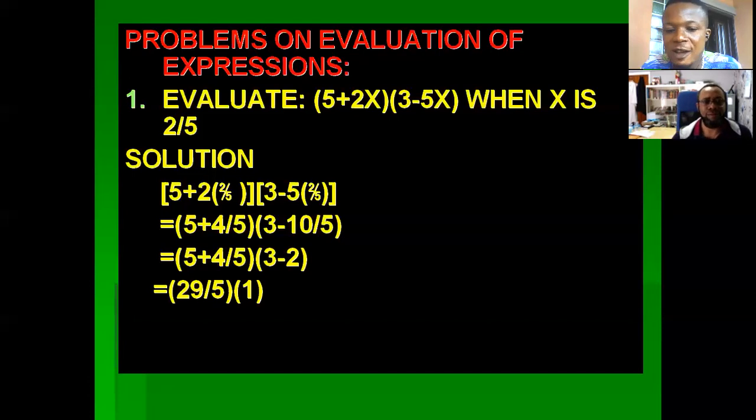Then your 5.8 multiplying 1, the final answer we will get will still be 5.8, because anything times 1 gives us the same thing. So that's how the answer is 5.8. Let's see one more question on that, then we'll summarize.